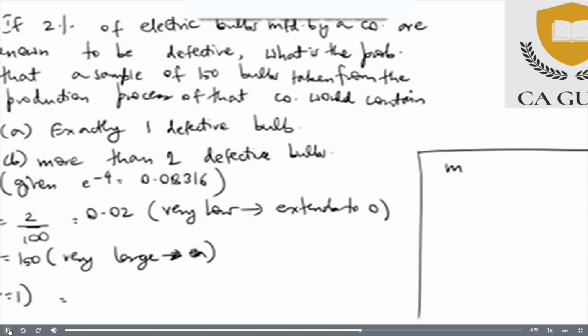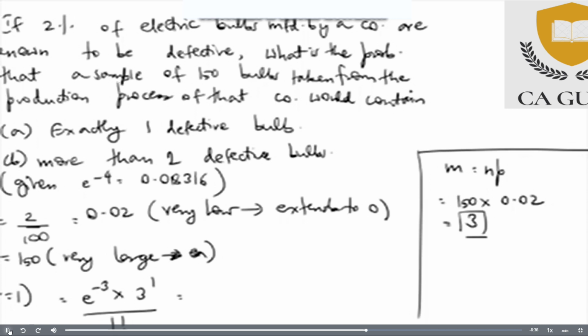m is equal to NP, the average. N is 150 into P, 0.02. This is equal to 3. So e to the power minus 3 into 3 to the power 1 by 1 factorial. Here they are giving the value of e to the power minus 4, but we will not rely on this value, we will find it ourselves. This value is not going to be relevant for us.